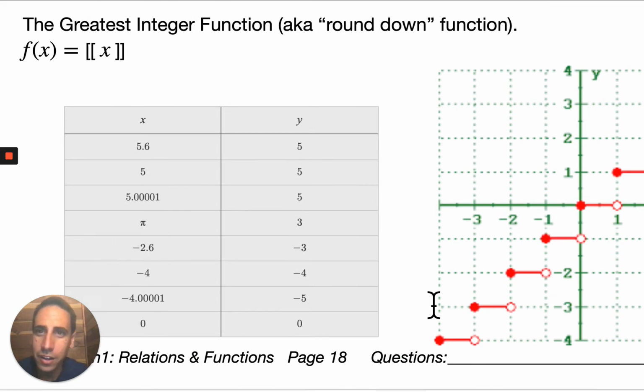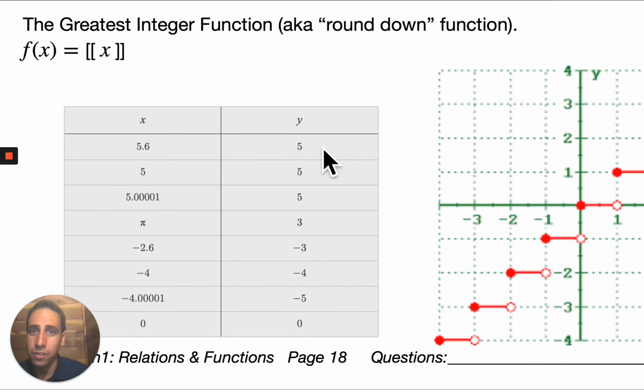This is the greatest integer function. It's also known as the round down function. And it looks like this, like, whoa, what? It's just two solid brackets. That's how you symbolize it. And basically, the rule is you take your input and you round down to find the output.